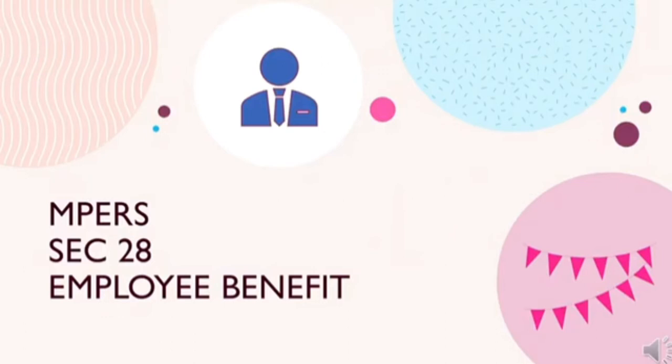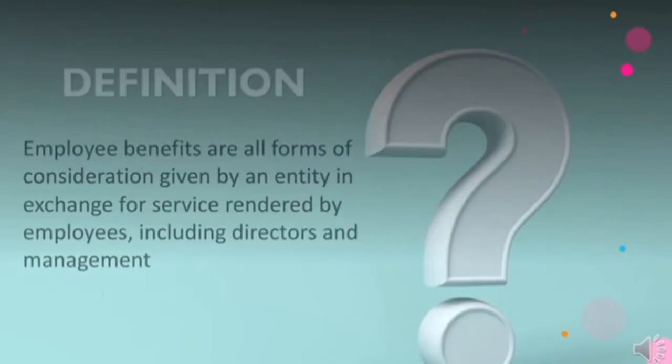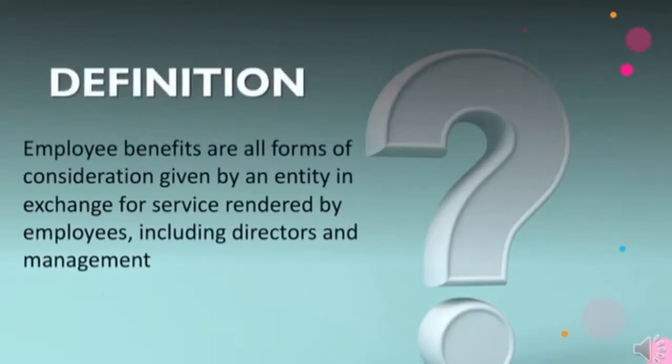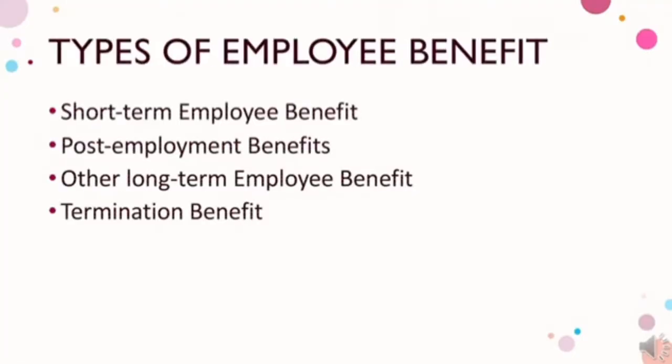We proceed to MPERS Section 28, Employee Benefits. For the definition, employee benefits are all forms of consideration given by an entity in exchange for service rendered by employees, including directors and management. There are four types of employee benefit. First is short-term employee benefit. Second, post-employment benefit. Third, other long-term employee benefit. And last is termination benefit.